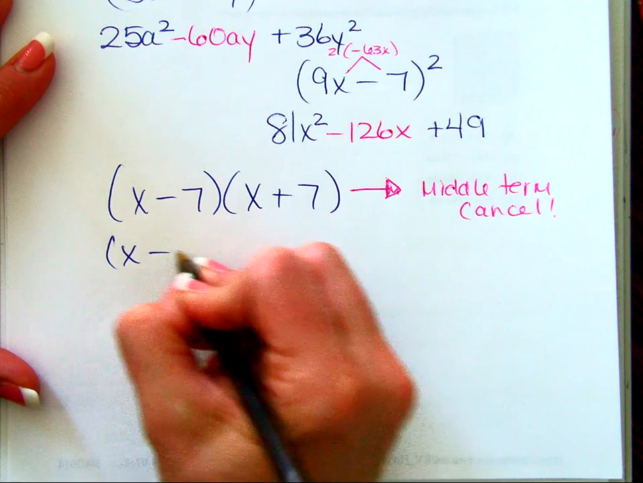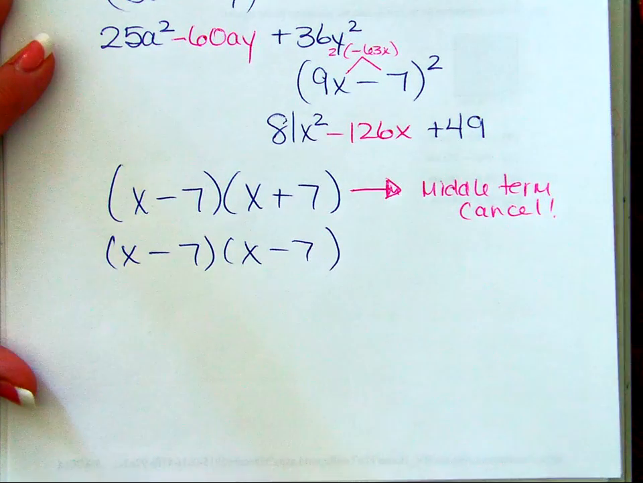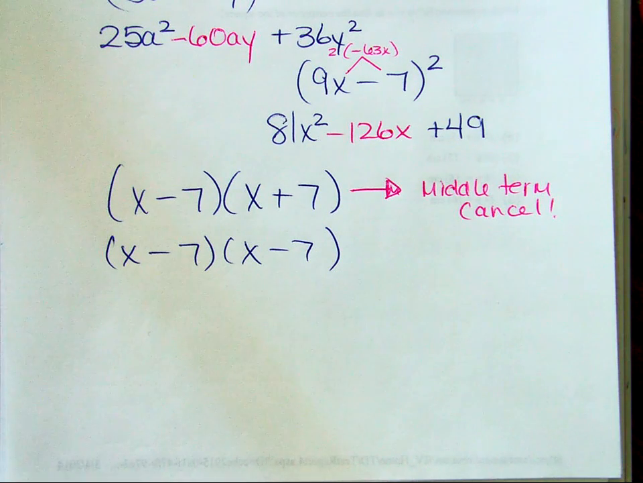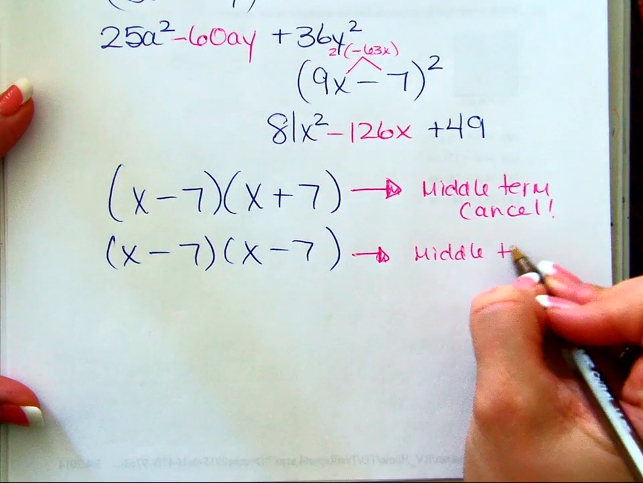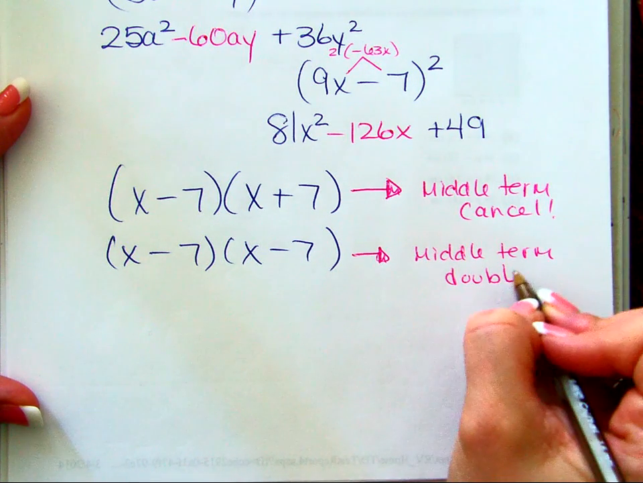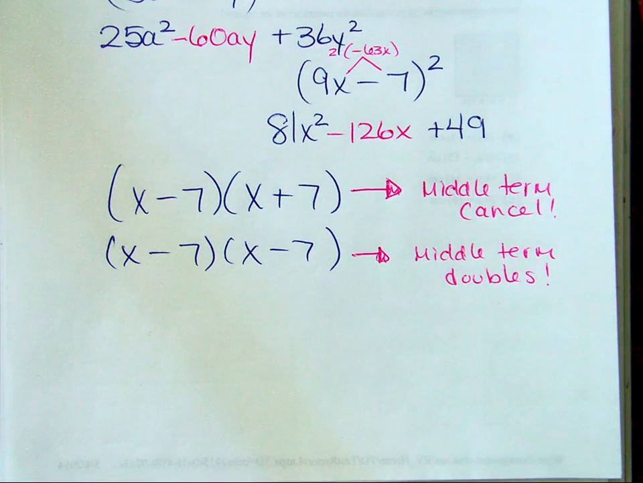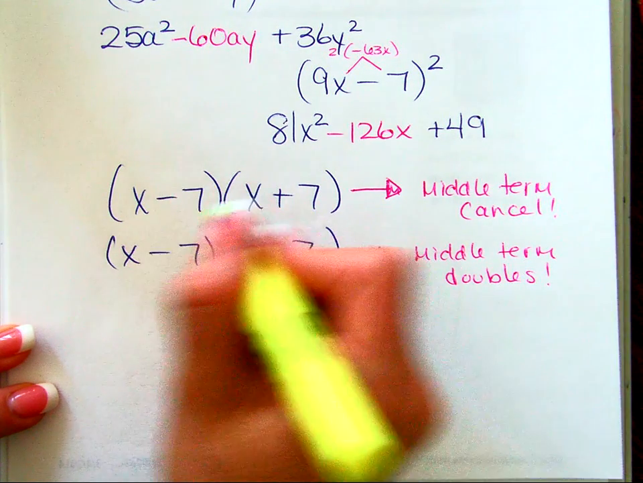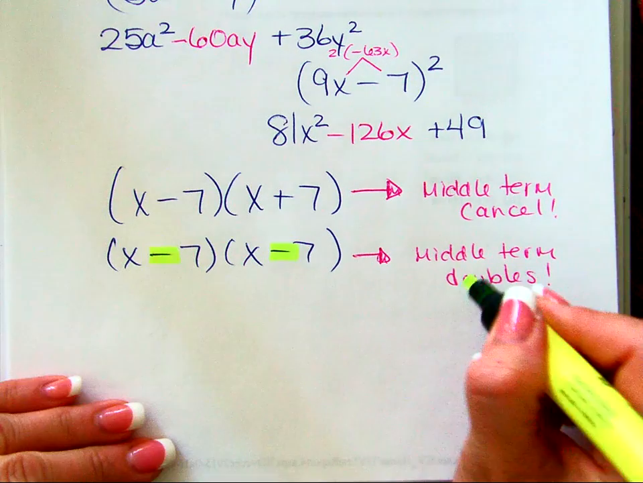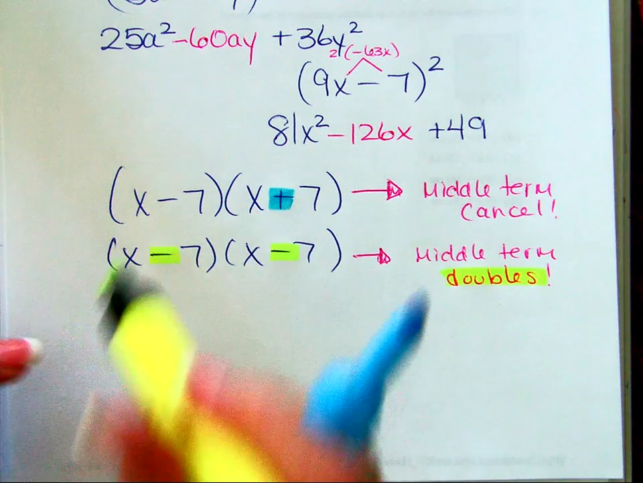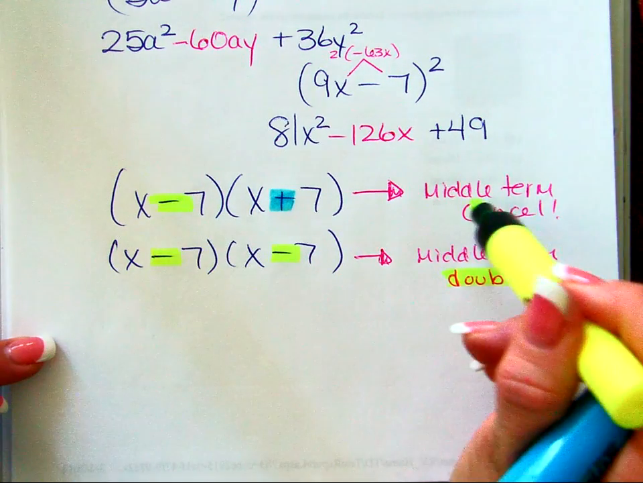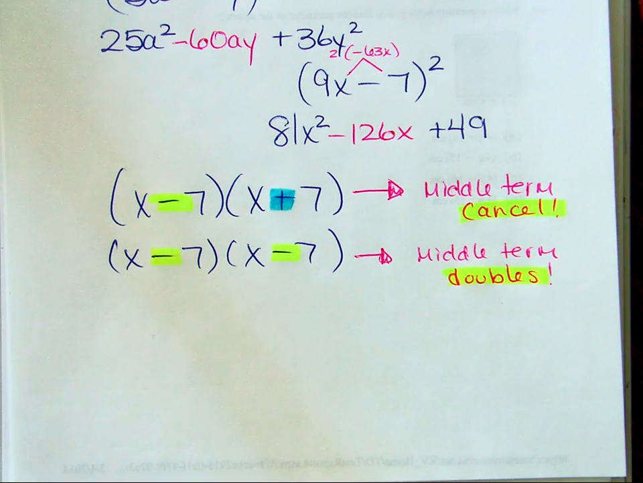Okay? And then if you look at this and see an x minus 7 and another x minus 7, there's nobody that could look at that and go, a negative 7 and a negative 7 cancel. No, they don't. You have two. They just doubled, right? So in this case, your middle term will double. All right? So you got to really watch these signs. If it's two minuses, it doubles, or two pluses. If it's 1 plus and 1 minus, then it will cancel.